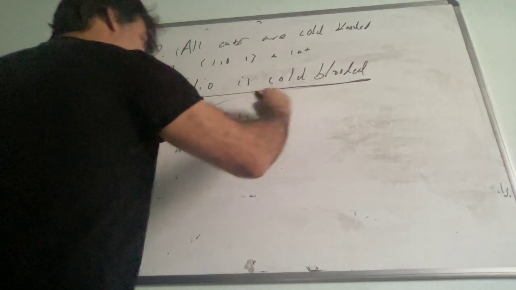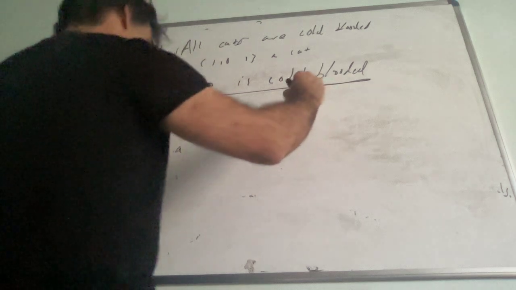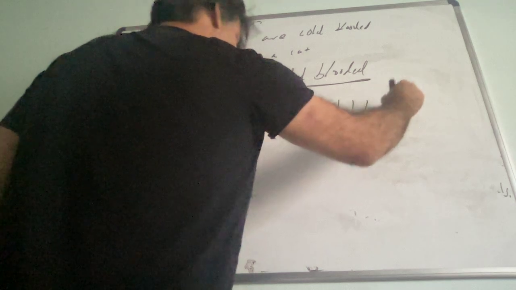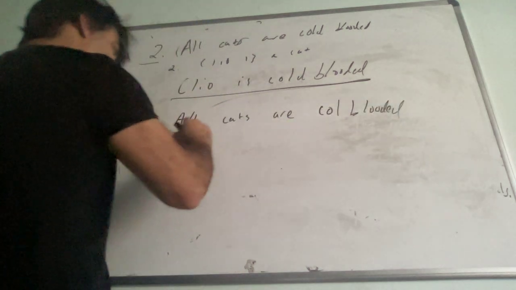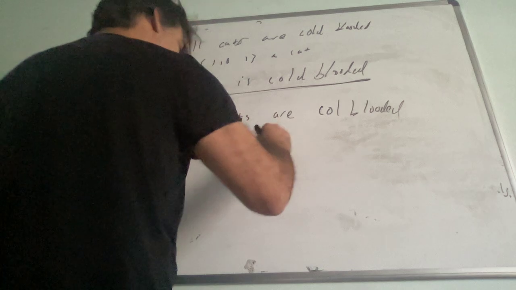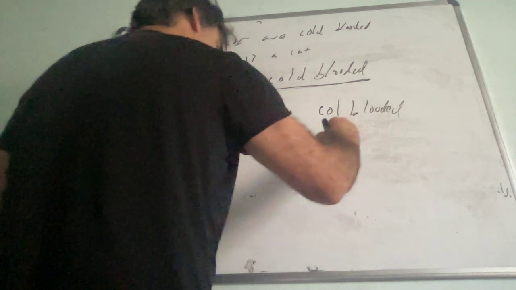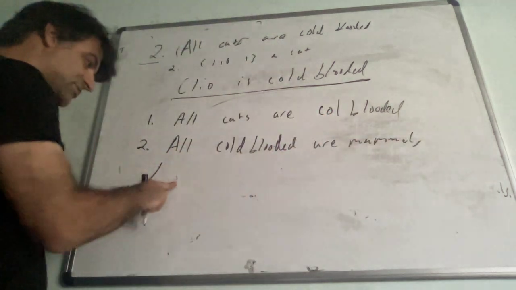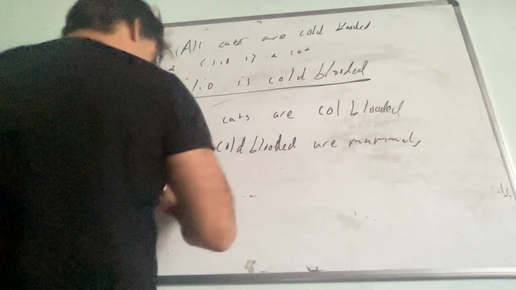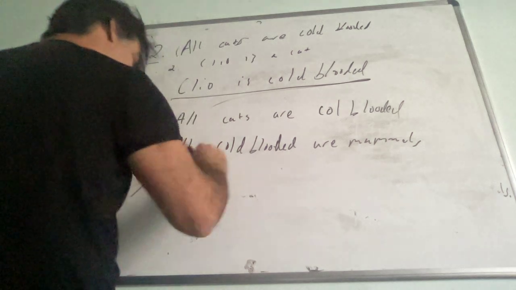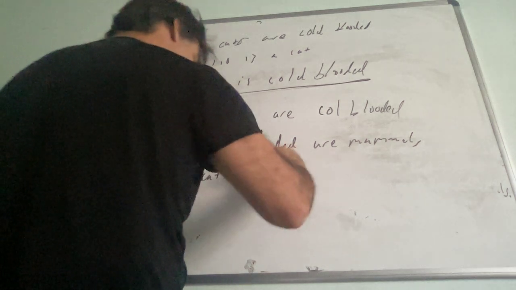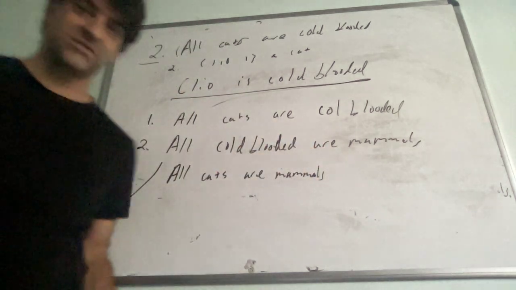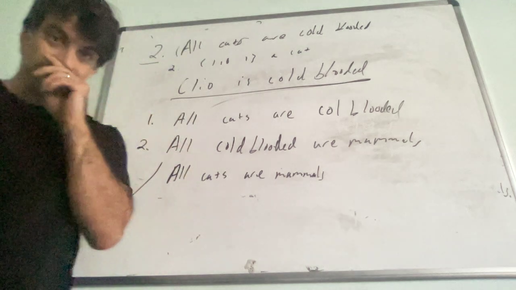All cats are cold-blooded. That's false. That's a false premise. All cold-blooded creatures are mammals. That's false. But the logical deduction is all cats are mammals, which is true. Okay? So you can have valid arguments with false premises and a true conclusion, right?